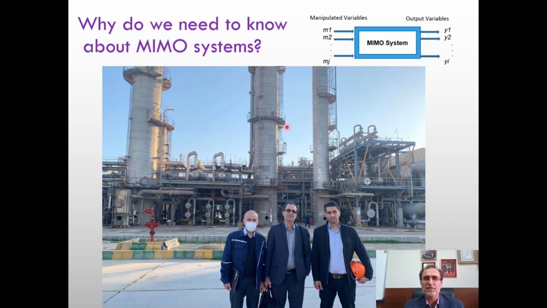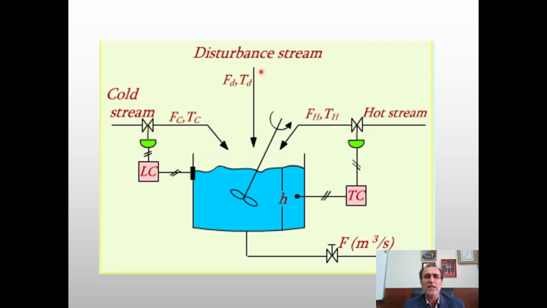This is just a photo of our very recent visit to one of the petrochemical and oil industries. When we are dealing with real industries, we need to know more about multi-input, multi-output systems and their characteristics. But to see some examples, let's look at this simple tank system.